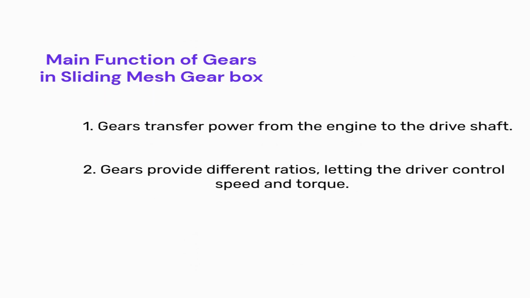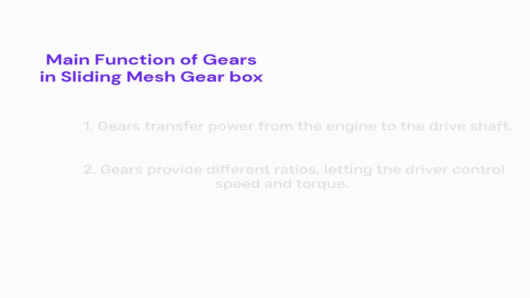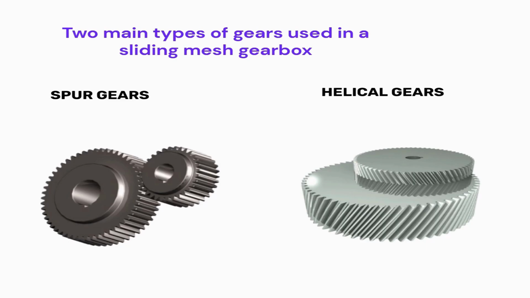In a sliding mesh gearbox, the gears are responsible for transferring power from the engine to the drive shaft. They also provide different gear ratios, allowing the driver to control speed and torque according to driving conditions. There are 2 main types of gears used in a sliding mesh gearbox. Spur gears. These gears have straight teeth and are simple to manufacture. While cost-effective, they can be noisy at high speeds.